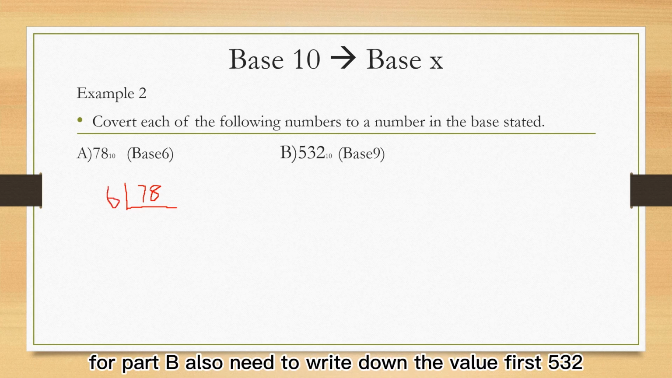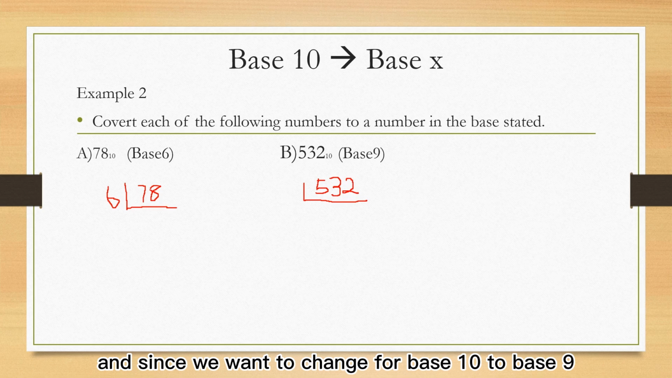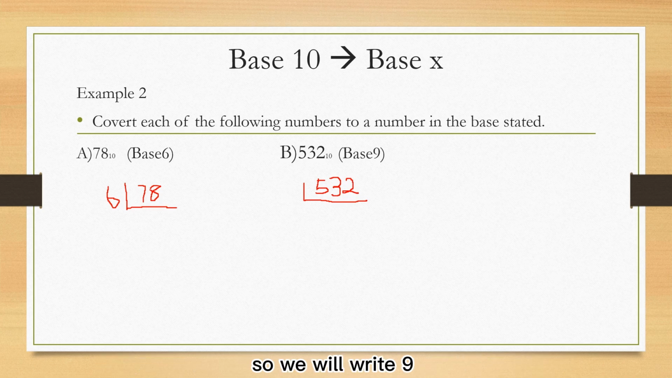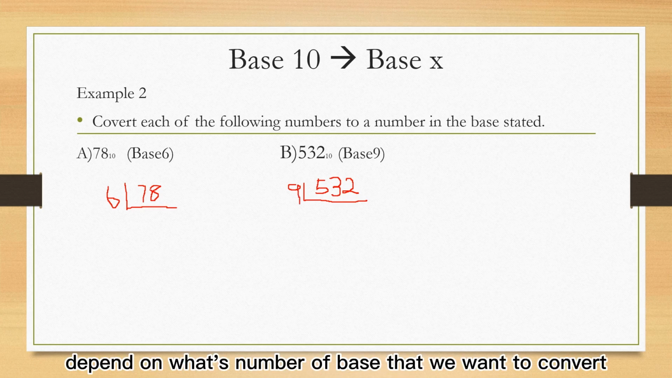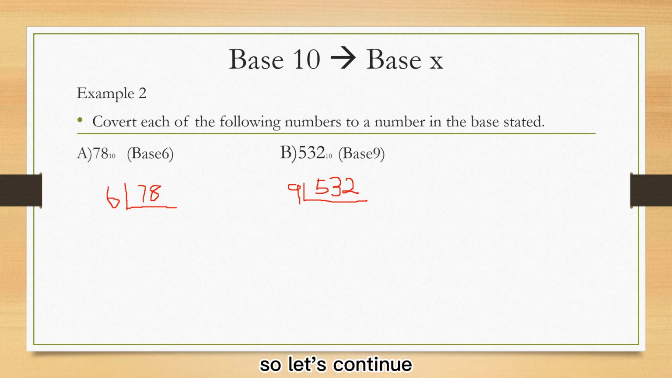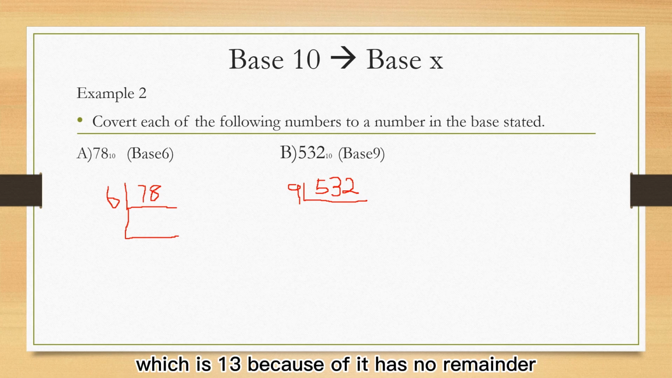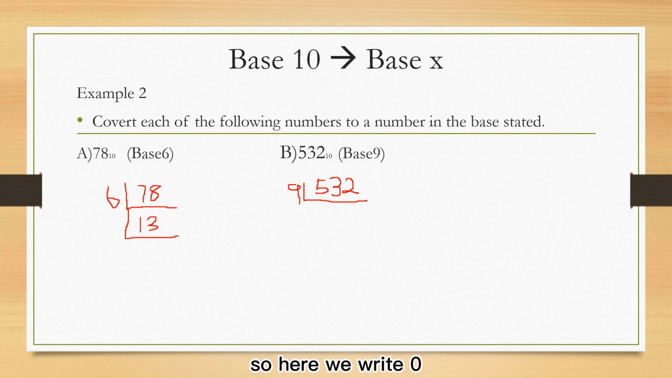Since we want to change from base 10 to base 6, we need to write 6. For part B, we also write down the value first, 532. Since we want to change from base 10 to base 9, we write 9. So here it depends on what number base we want. Let's continue. 78 divided by 6 is 13, and since there is no remainder, we write 0. We will continue until 0.